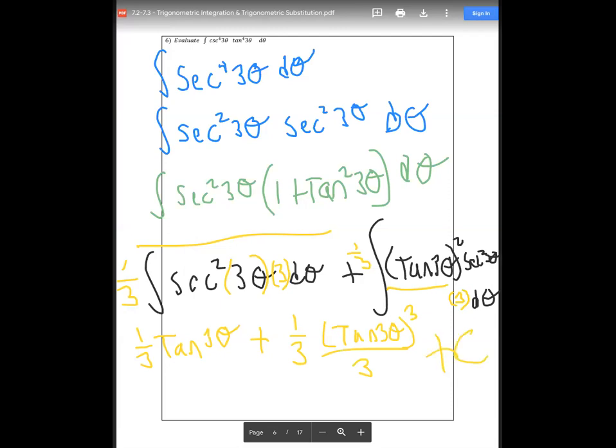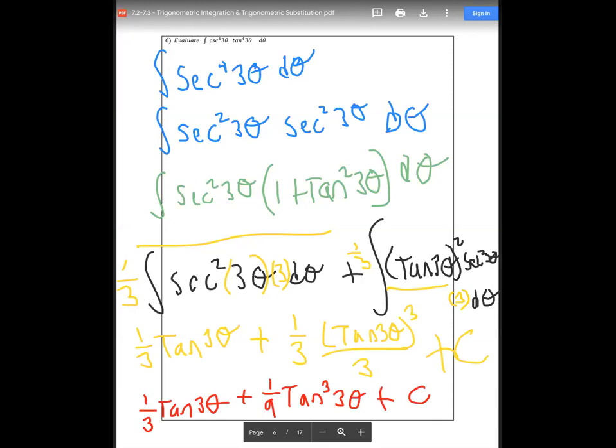So at this point, all we have to do is rewrite it just so it looks prettier. So for this last step, it's 1/3 tangent of 3 theta plus 1/9 tangent of 3 theta cubed. Oh no, I wrote that wrong. Sorry. Plus c. And that's the answer to this problem.